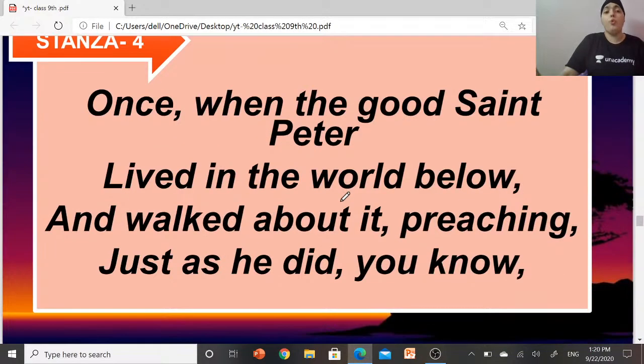Stanza number 4. Once, when the good Saint Peter lived in the world below and walked about it preaching just as he did, you know. Okay, so what happened? क्या story है? यहाँ से start होती है. So poet कहते हैं कि once there was a good Saint Peter. Saint Peter here basically बच्चों मतलब है the follower of Jesus Christ.